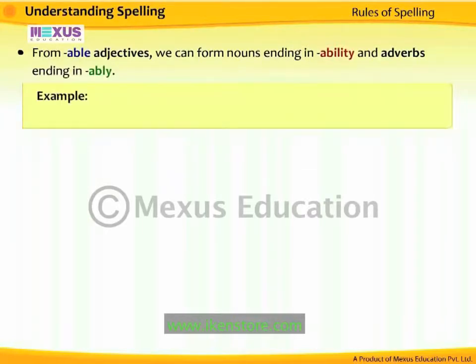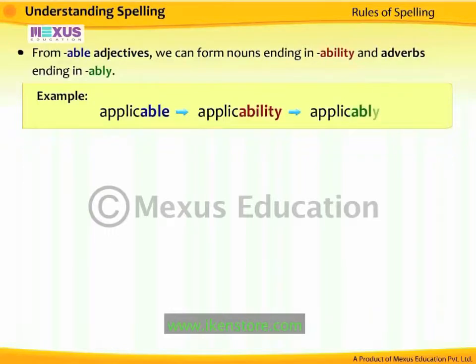For example, from the adjective applicable, we form the noun APPLICABILITY, applicability, and the adverb APPLICABLY, applicably.